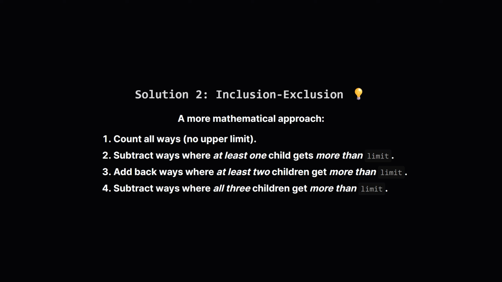We'll find the number of ways where at least one child violates the limit, and subtract that. But if we do that, we might have double subtracted cases where 2 children violate the limit. So we need to add those cases back in. And then, we might have overcorrected for cases where all 3 children violate the limit, so we subtract those out again. It's a bit of a back and forth, but it helps us zero in on the correct count.